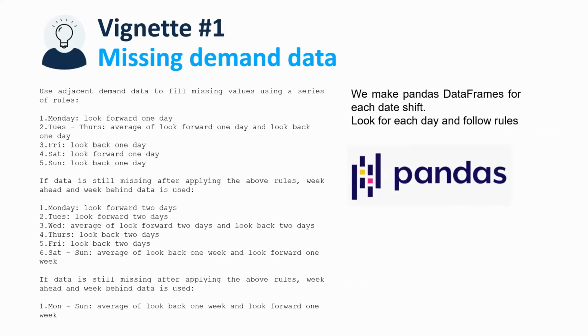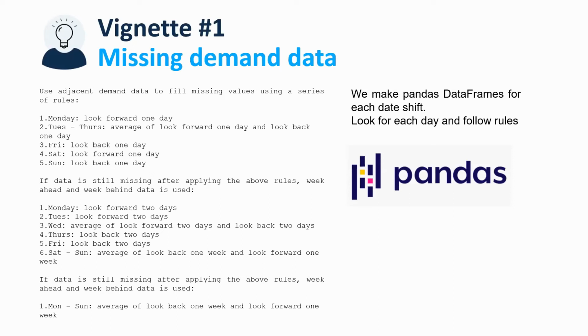So what we decided to do, taking this into account and realizing that we couldn't very well use all of our data and use a regression or use predictors to impute the missing data based on our entire body of data, we decided to use the adjacent demand data as best we could to fill in the missing values. And so the way we did that is using pandas data frames for each possible date shift, 1 day forward or 1 day back from the period of time that is missing.